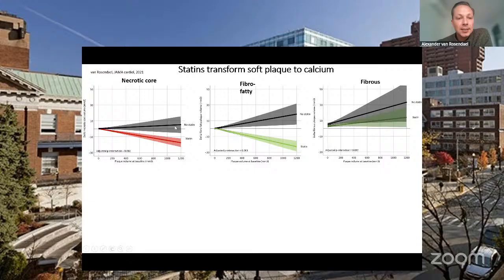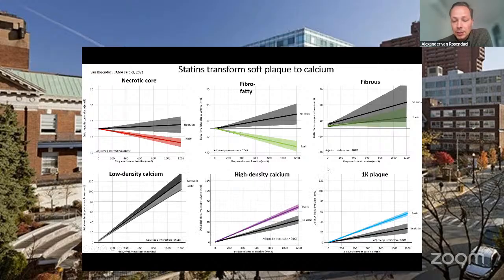In the patients without statins, you saw there was an increase in necrotic core, but with statin use, there was a decrease. You saw the same for the fibrofatty plaque, so decrease in fibrofatty plaque with statin use and increase with no statin. Fibrous plaque was the same. And here again, if you look into the very dense calcium, so the calcium with very high Hounsfield units on CT scan, you actually saw that when you give a statin, those patients get more of this very high densely calcified plaque. So basically they transform their necrotic core and their fibrofatty tissue into highly densified calcified plaque. So this is a process that is associated with reduced risk.